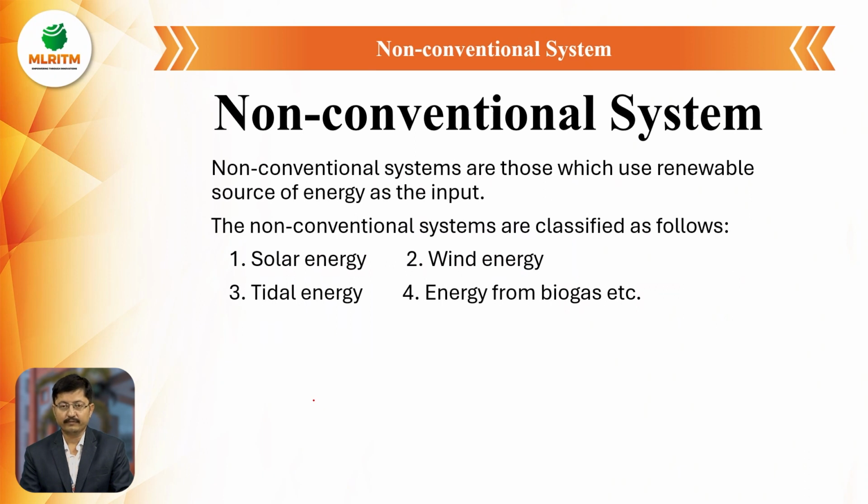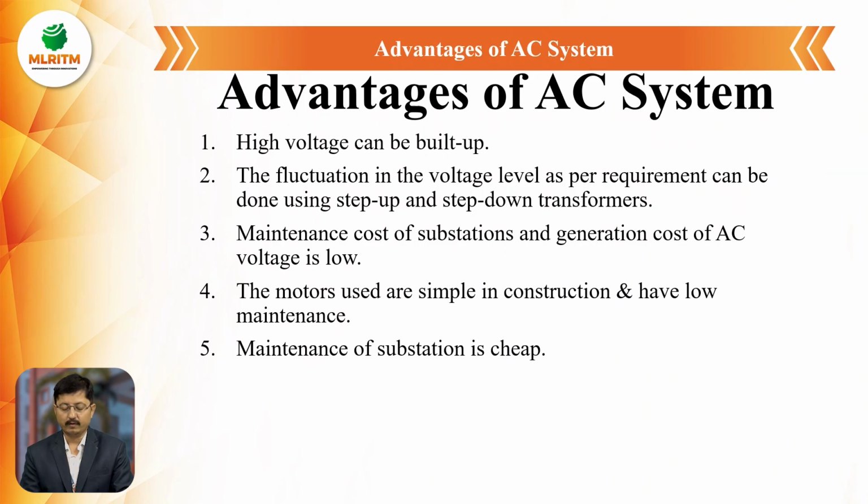Next one is non-conventional systems. Non-conventional systems are those which use renewable sources of energy as an input. Non-conventional systems are classified as solar energy, wind energy, tidal energy and energy from biogas. These are all examples of non-conventional systems. By these non-conventional systems also we can generate the AC voltage, alternating current or AC energy. Now we can see what are the advantages of AC system over a DC system.